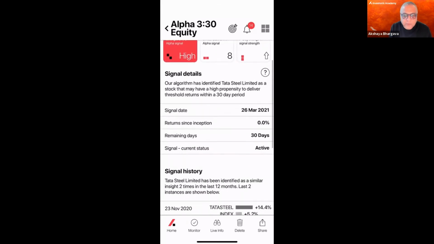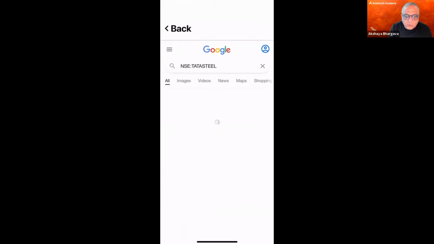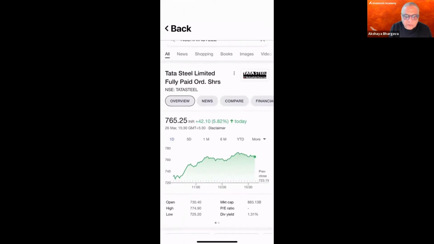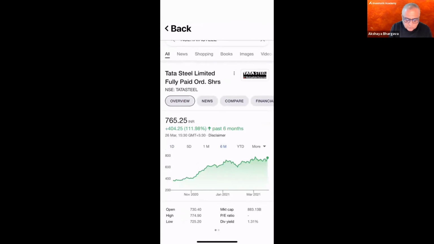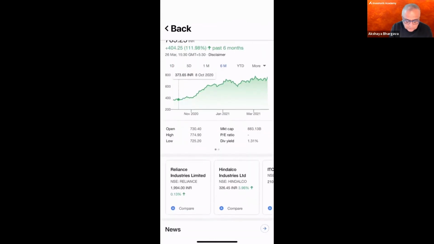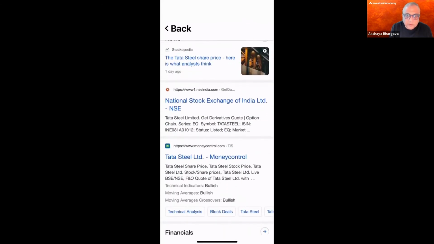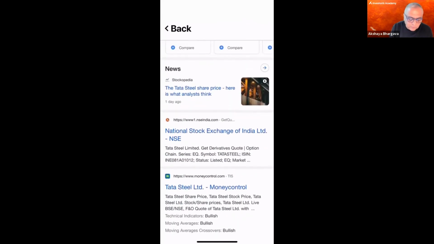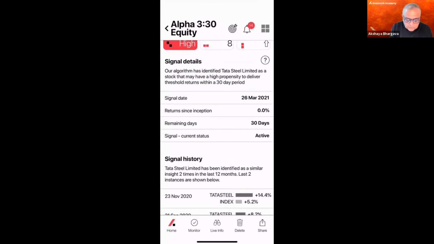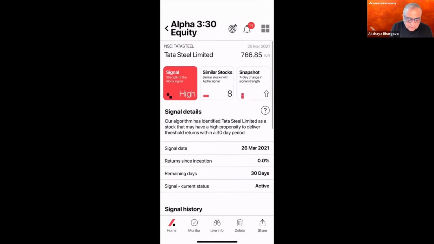I can again go into Live Info, look at the Tata Steel price. I can say, okay, show me the 6-month price, how it has moved. So it's actually done quite well. And how will it go from here? Hard to say, but then you can read other news, etc., if you want. So this is one part of Alpha 330, and you can look at other stocks as well.